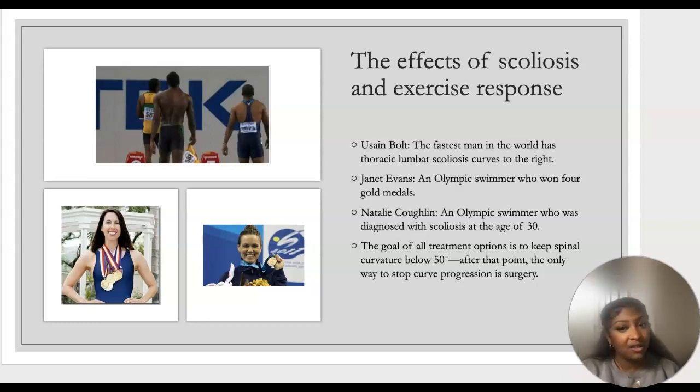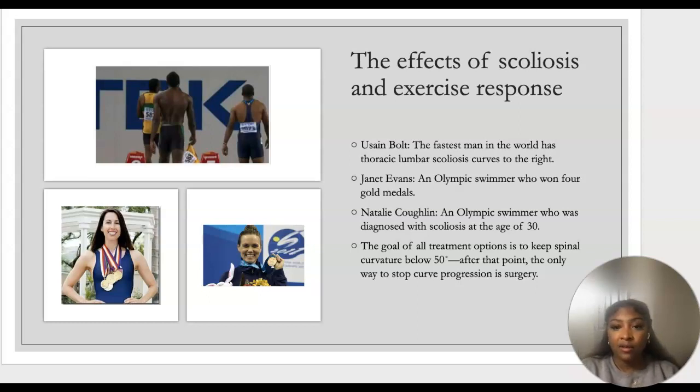She also has scoliosis. And then we have one of our rarer cases, which is Natalie Cullen, an Olympic swimmer who was diagnosed with scoliosis at the age of 30. So she's one of the rare situations where it can onset later on in life. But again, clearly you're still able to, with the right structure from physical therapy and possible bracing, or even surgery, if that's what she got, still maintain a healthy and exercise lifestyle.